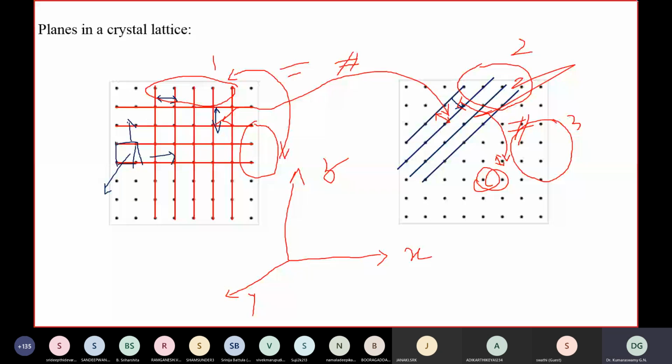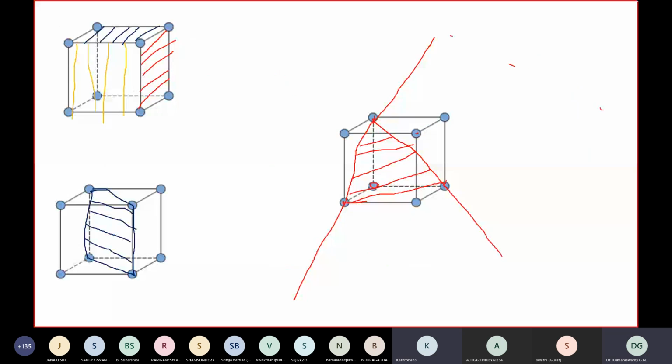Second one, extension of unit vectors. Third one, stacking of planes, lattice planes. Somebody asked, sir, what is the third one? Third one, stacking of planes, lattice planes. Okay, sir.